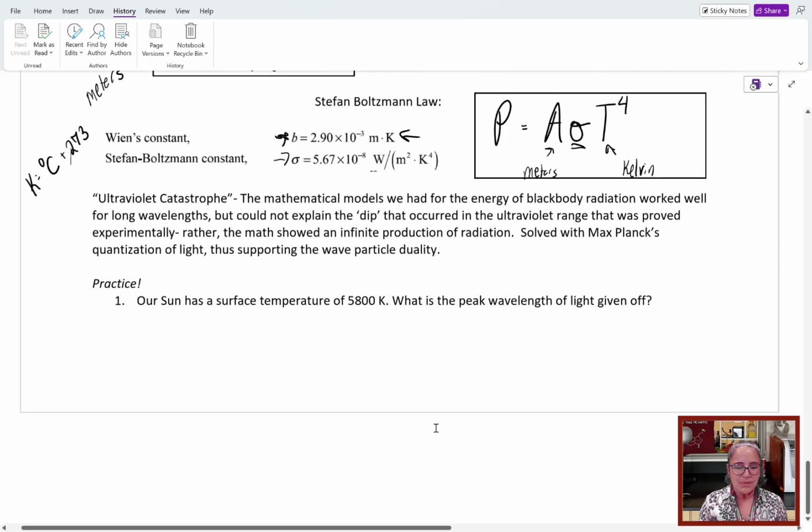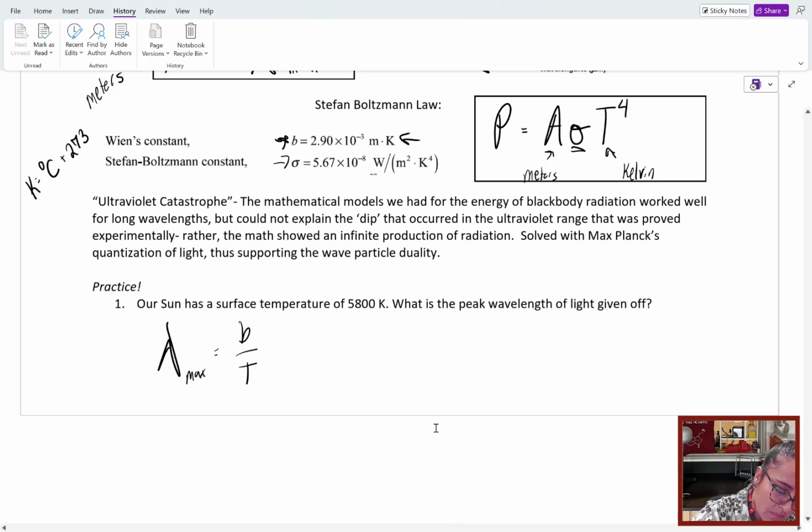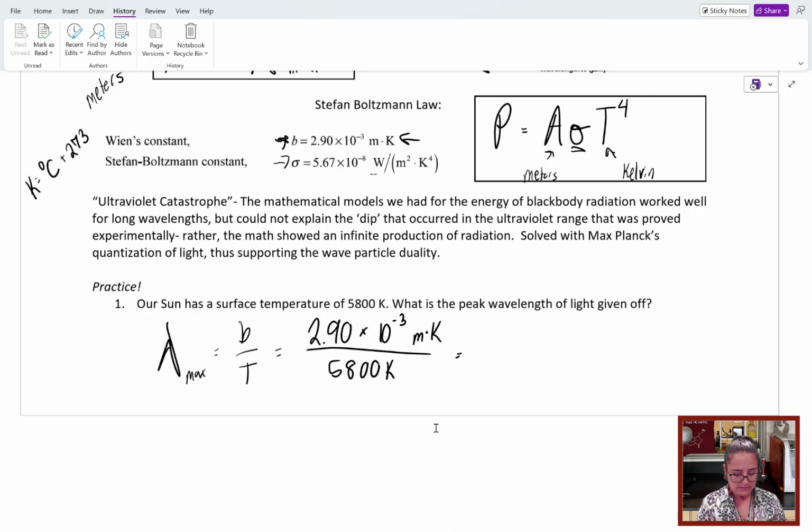So let's just do a simple problem to get a little bit of practice real quick. Our sun has a surface temperature of 5,800 Kelvin. What is the peak wavelength of light given off? Well, it's already in Kelvin, so this makes that a really easy equation. We just have B over T, where B is 2.90 times 10 to the negative 3 meters per Kelvin, and the surface temperature of the sun is 5,800 Kelvin. So we plug that into our calculator: 2.9 times 10 to the negative 3 divided by 5,800.